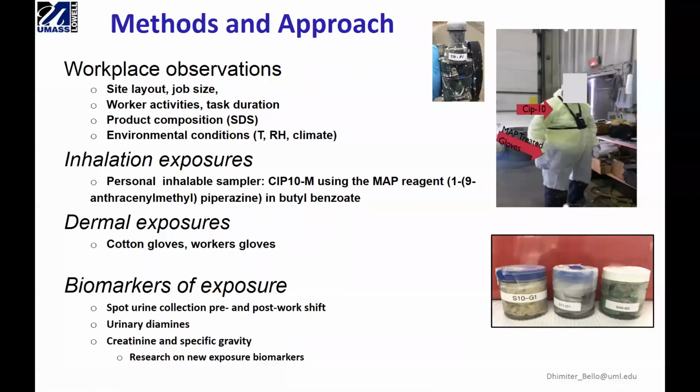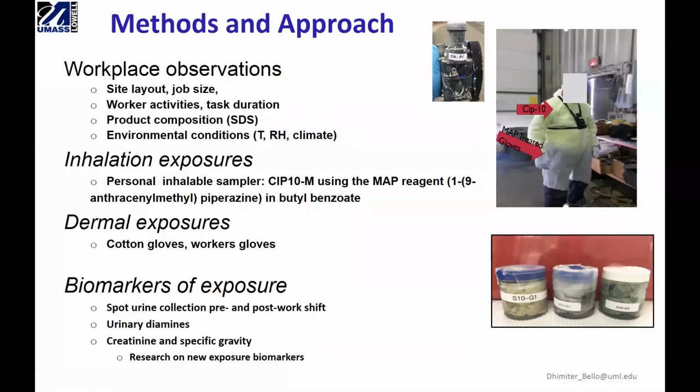We collect personal inhalation exposures. In this case, we have adopted the SIP10 MI sampler, which is an inhalable sampler that uses a rotating cup, takes 1.5 to 2 ml of solution that uses, in this case, butyl benzoate, which is a non-volatile solvent, and 1,9-anthracenyl-methylpiperazine, or the MAP reagent that Dr. Bob Stryker at NIOSH developed and we have used for a long time.